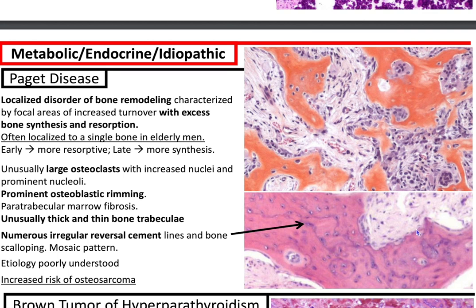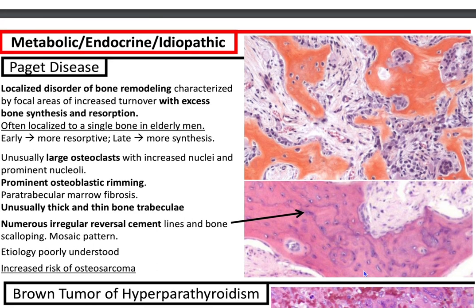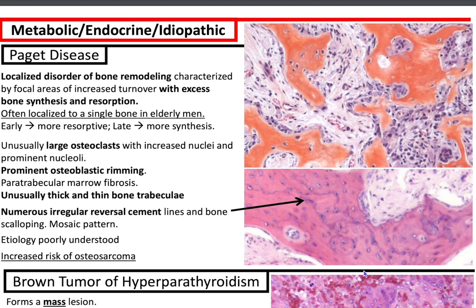You can see paratrabecular marrow fibrosis, and you'll see unusually thick and thin bone trabeculae that look like jigsaw puzzle pieces. You'll see numerous irregular reversal cement lines, bone scalloping, and a mosaic pattern. The etiology is poorly understood, but it can increase your risk for osteosarcoma.